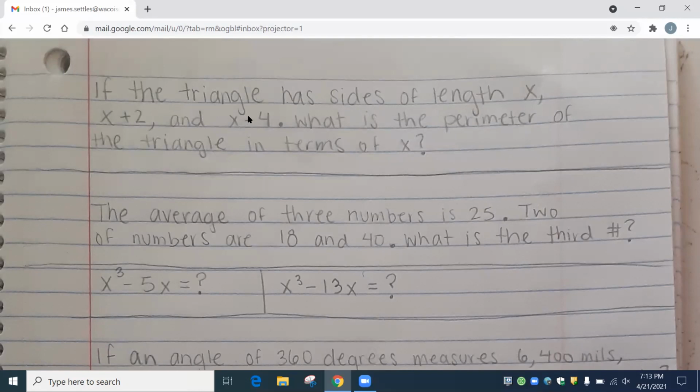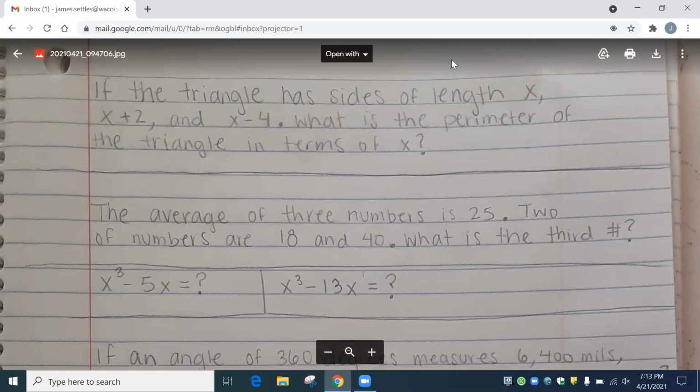So in this case right here, it's talking about a triangle. So drawing a picture might help you understand a little bit. I don't know if it will or not, but let's try it. So what I'm going to do is switch screens where I have a little bit more. We're going to have a triangle with sides of x, x plus 2, and x minus 4. So let me switch to a whiteboard screen.